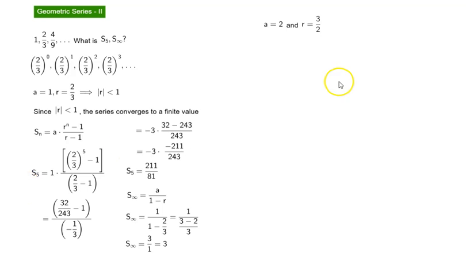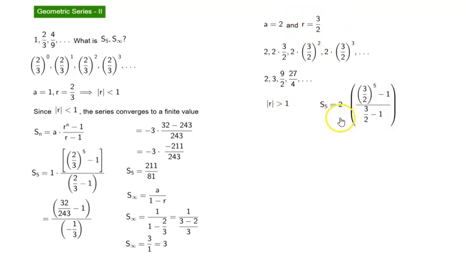Let's look at another example. Here A is equal to 2 and R is equal to 3 by 2. Immediately you must have noticed the difference. So it starts with 2, 2 times 3 by 2, 2 times (3/2)^2, 2 times (3/2)^3, and so on. And this can be simplified to 2, 3, 9 by 2, 27 by 4, and so on. Now here the important thing is that the magnitude of the common ratio is greater than 1.